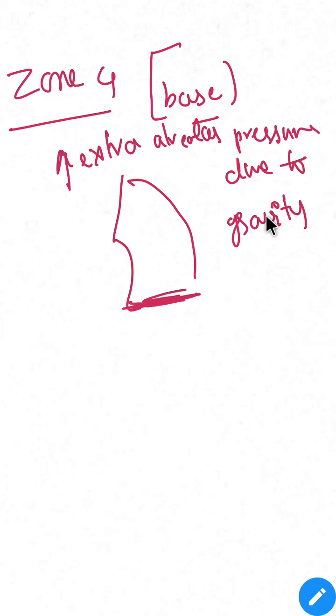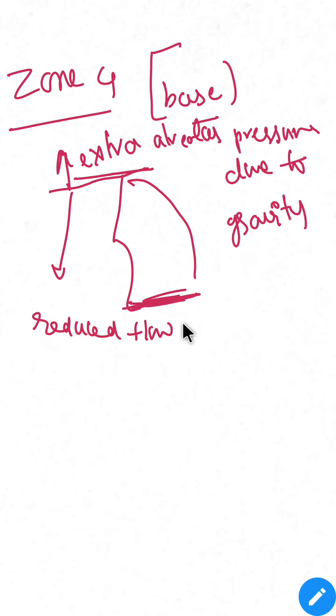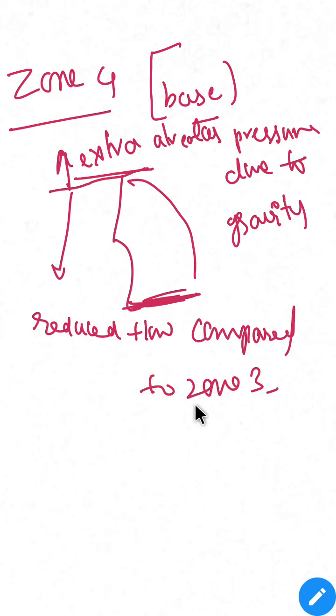As there is an increase in extra alveolar pressure, blood will not flow to that compartment, or otherwise there will be less blood flow compared to zone 3. Either blood cannot reach or there will be reduced flow compared to zone 3. So this is something about the various zones present in the lung.